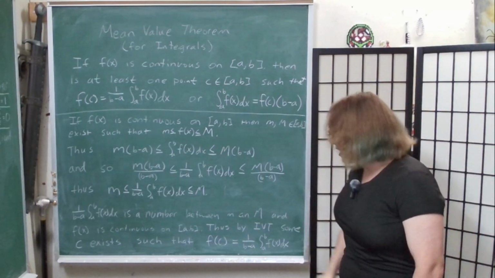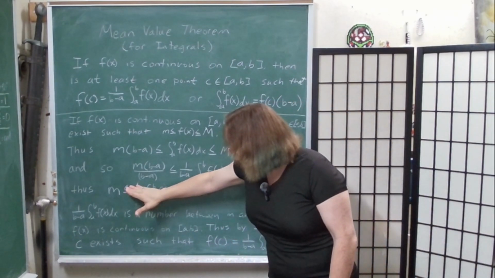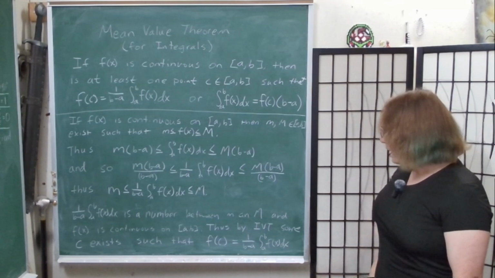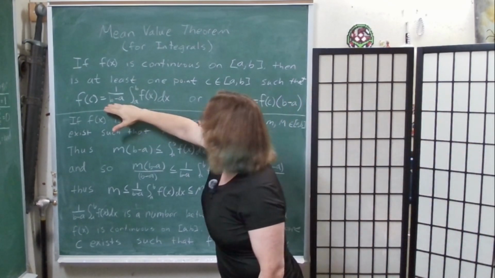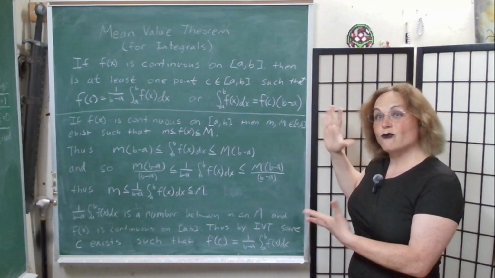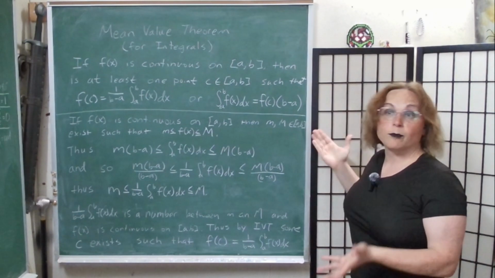So we're simply going to say that f of c is 1 over b minus a times that integral theorem. Now, again, this might seem like a big chunky mess, but really, when you look at it graphically and work with it with numbers, it does make a lot of sense. So let's look at an example really quickly.